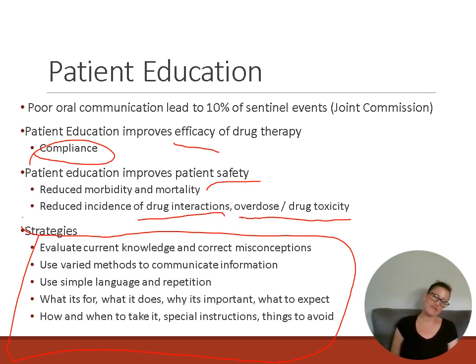Stuff they heard on Facebook. Our older patients are all on Facebook now, and they get all sorts of bad information. Something their neighbor told them, something their friend told them. You've got to correct all of these misconceptions, respectfully correct them. Use varied methods of communication.